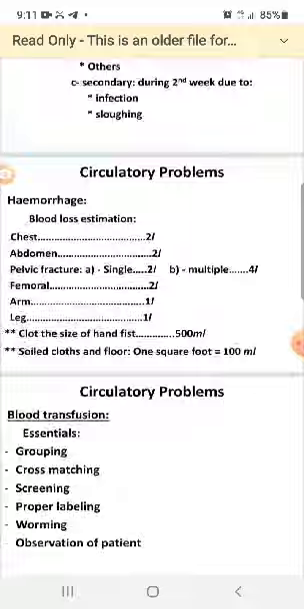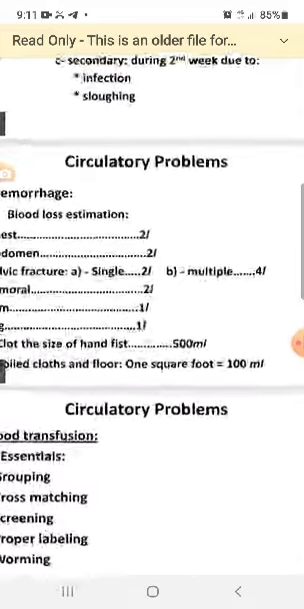In this slide, there is a very important part of the hemorrhage, which is estimation of the blood loss. You want to estimate the blood loss. You have this also taught to you in physiology and pathology. I will just read them and you will have them very clear.